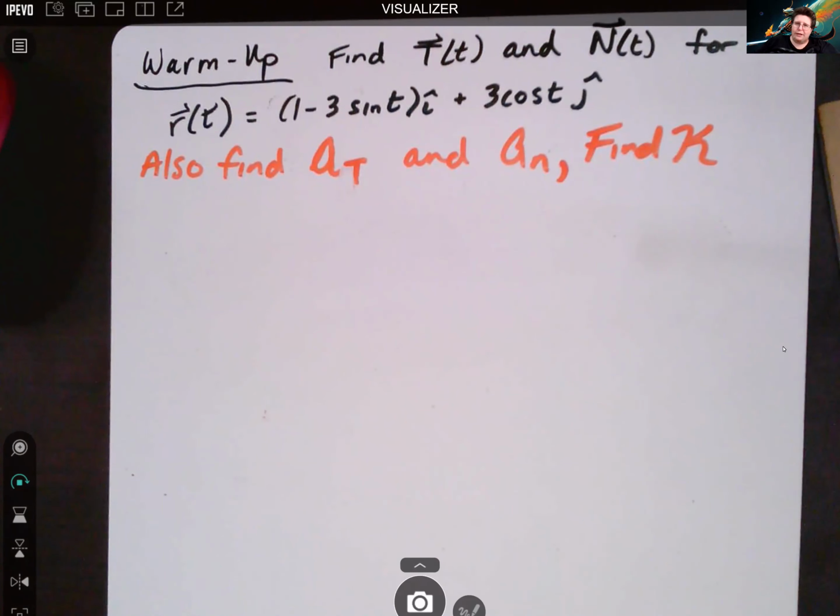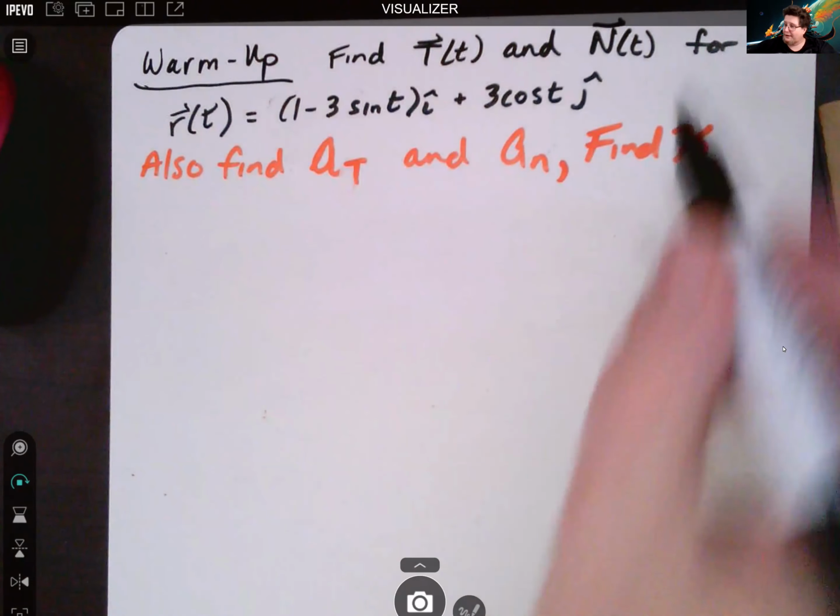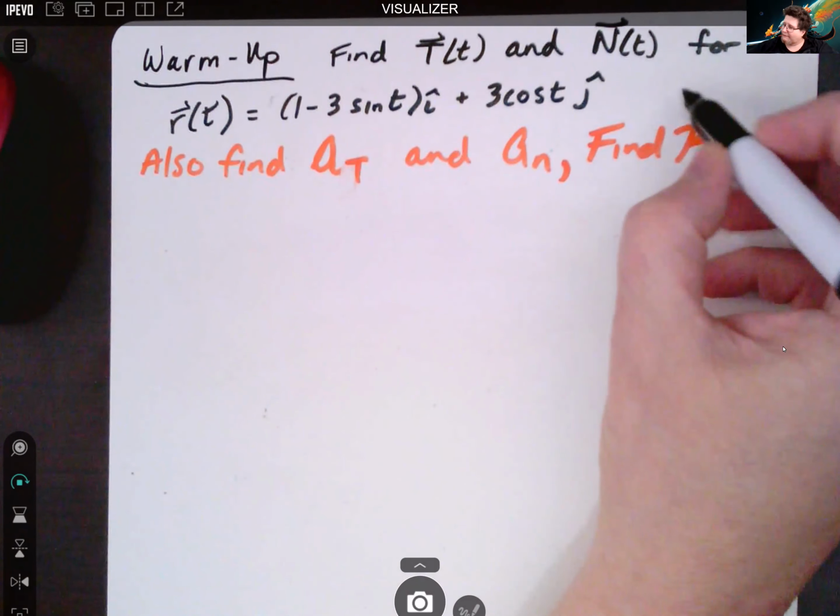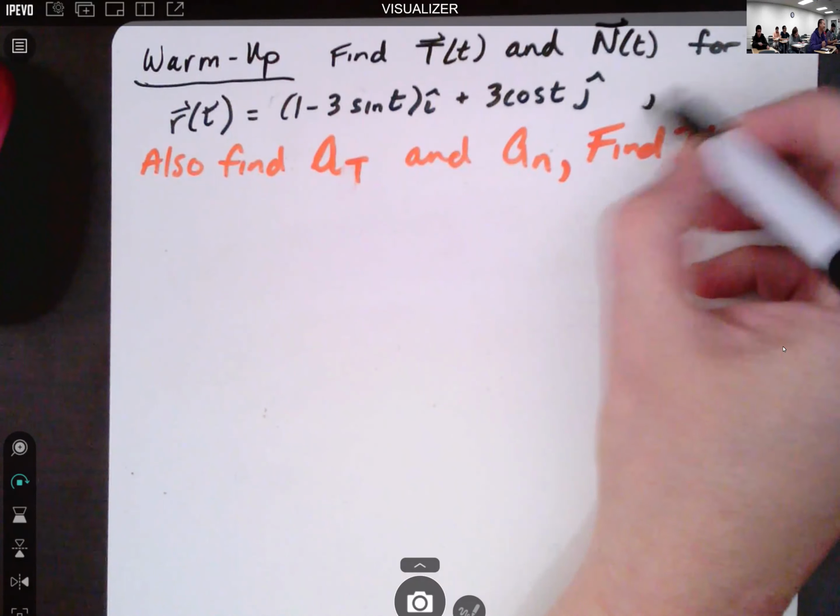Let's do this warm up. We're gonna kind of wrap up all of chapter 12 with this problem. The only thing is, you know what? If we really want to do it, we could find B of T too. But let's see how. Yeah, let's do it. No. Let's do B of T.